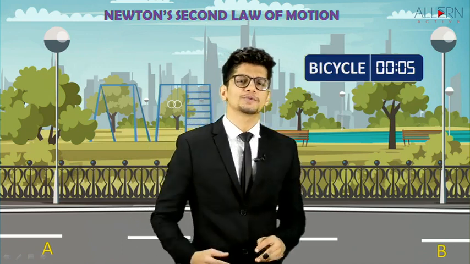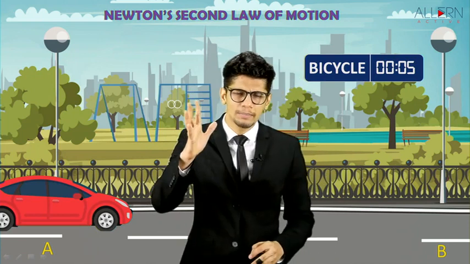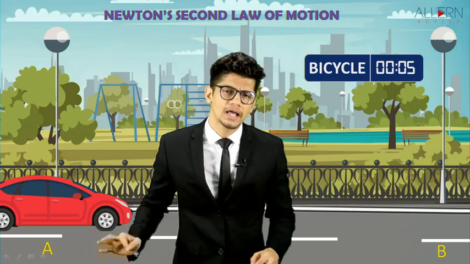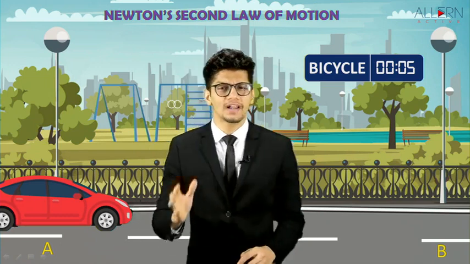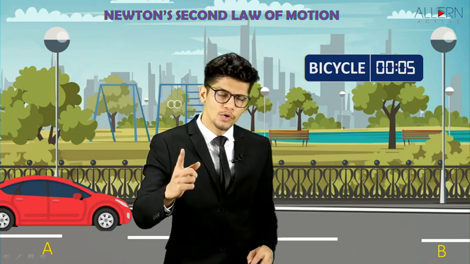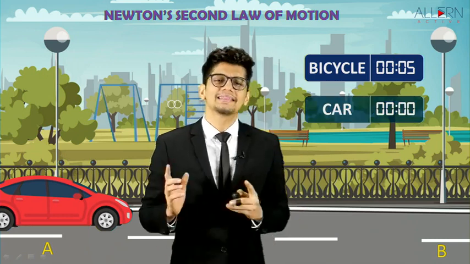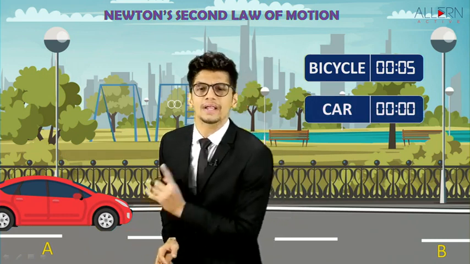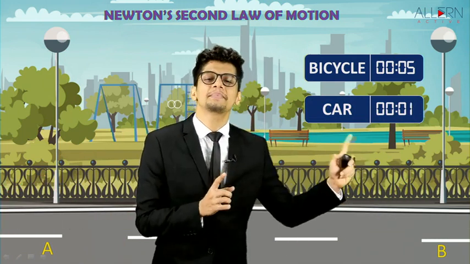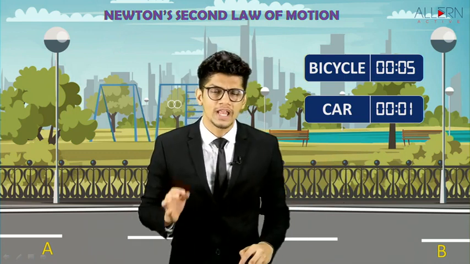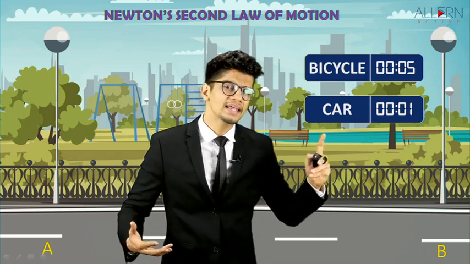Now we change the scenario. Instead of this bicycle, we have a car right now. Now think about this. Would the force applied by the car be the same or different? Will it be less or more? And you guessed it right, obviously the force applied by the car would be more. So what about the time taken? Would the time taken be more or less? And obviously the time taken for the car to travel from point A to point B would be less. And you can see on the clock that the time taken is just 1 second. That means when the force is more, remember, when the force is more, time taken is less.